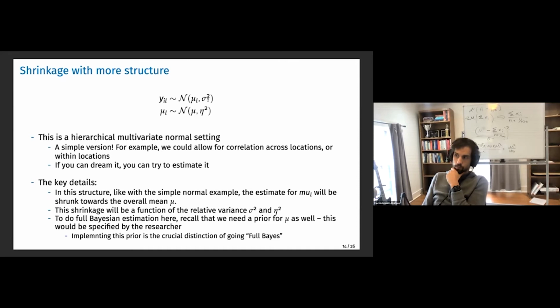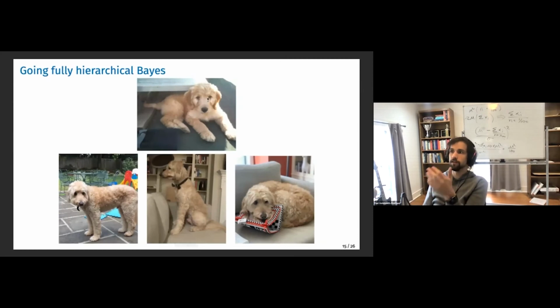To do a full Bayesian estimation here, remember that we would have to have priors for mu and eta squared as well. And these have to be specified by the researchers. Specifying these priors is crucially what defines the idea of going full Bayesian: the idea that I need to specify priors on all my unknown parameters in order to be able to do my full posterior distribution. You know, this is the contrast.